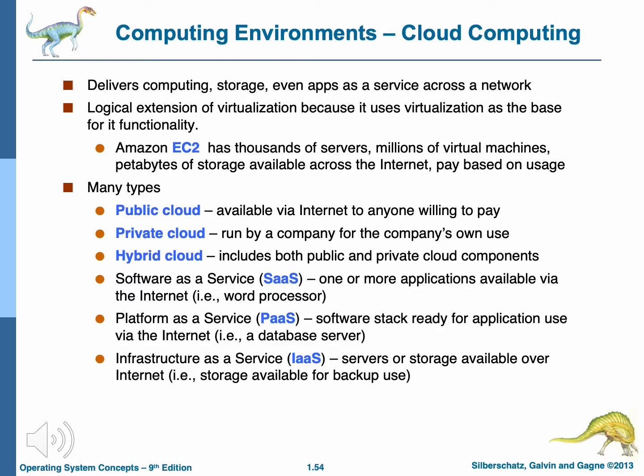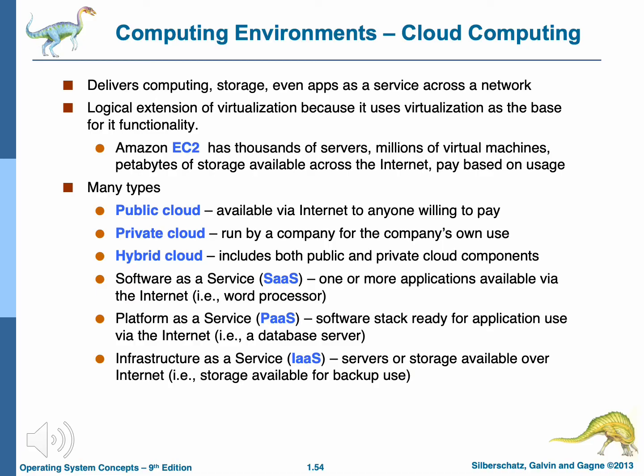There are actually many types of cloud computing, including the following. Public cloud, a cloud available via the internet to anyone willing to pay for the services. Private cloud, a cloud run by a company for that company's own use. Hybrid cloud, a cloud that includes both public and private cloud components. Software as a service, SaaS, one or more applications such as word processors or spreadsheets available via the internet.